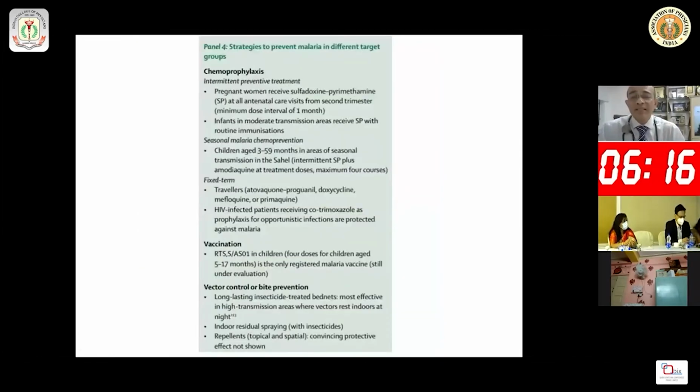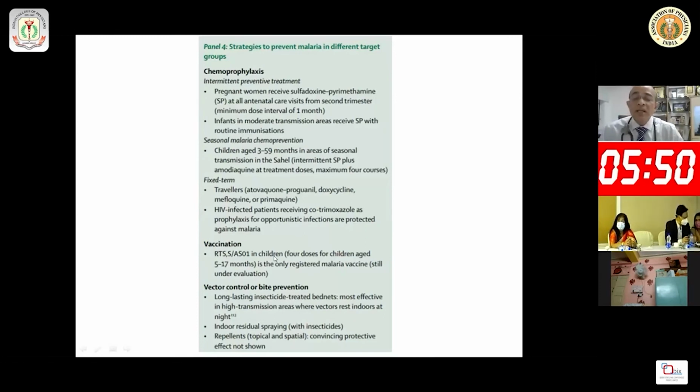What is the role of vaccine? There is one vaccine which is currently recommended and approved, the RTS,S/AS01, which is for children. Most of the malarial vaccines are anti-sporozoite vaccines. So this vaccine was tried in Africa, 4 doses for children between the age of 5 to 17 months. And this was shown to have good benefit in the older children, but not in the younger children. They needed a booster dose at 28 months.